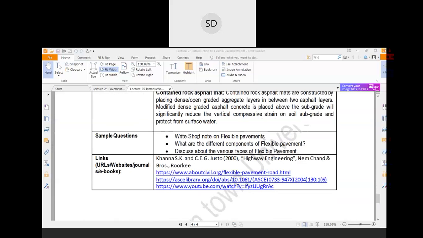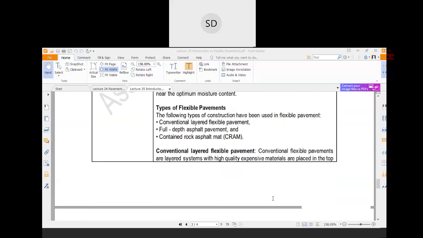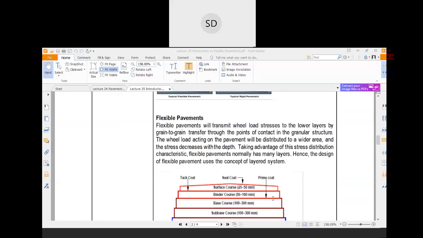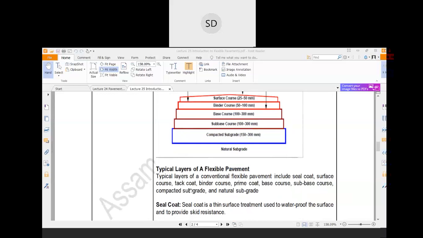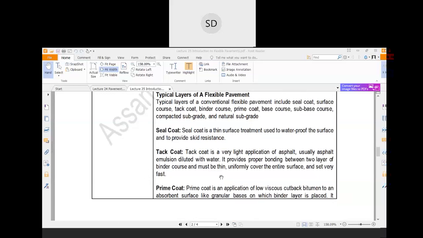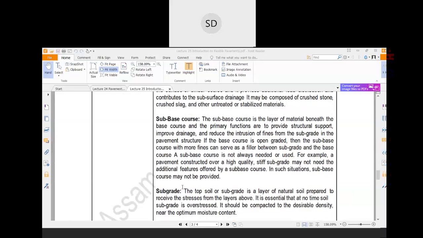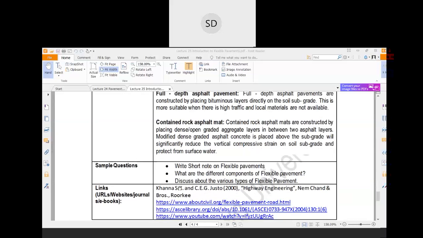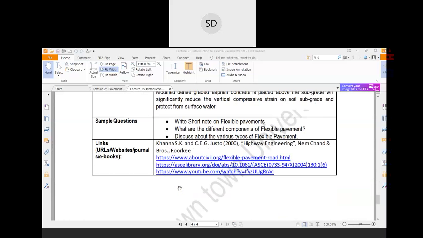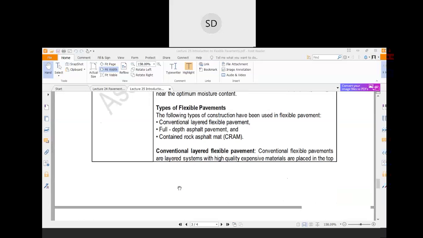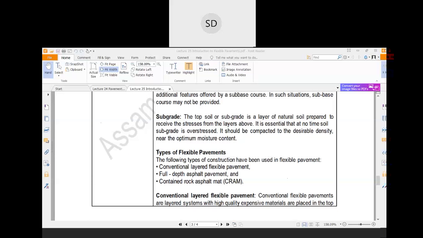Then what are the different components of the flexible pavements? So basically these are the same questions. These are the different components of the flexible pavement like seal coat, tack coat, prime coat, surface course, binder course. And various types of flexible pavement. These are the various types of flexible pavement: conventional layered flexible pavement, full depth asphalt pavement, and contained rock asphalt mat.